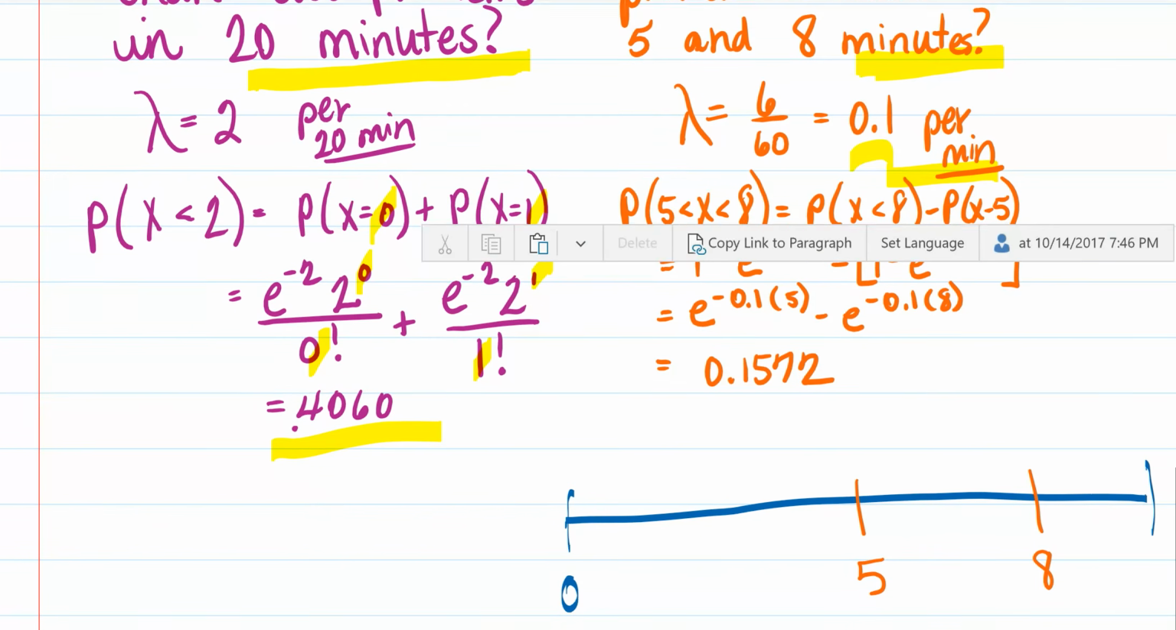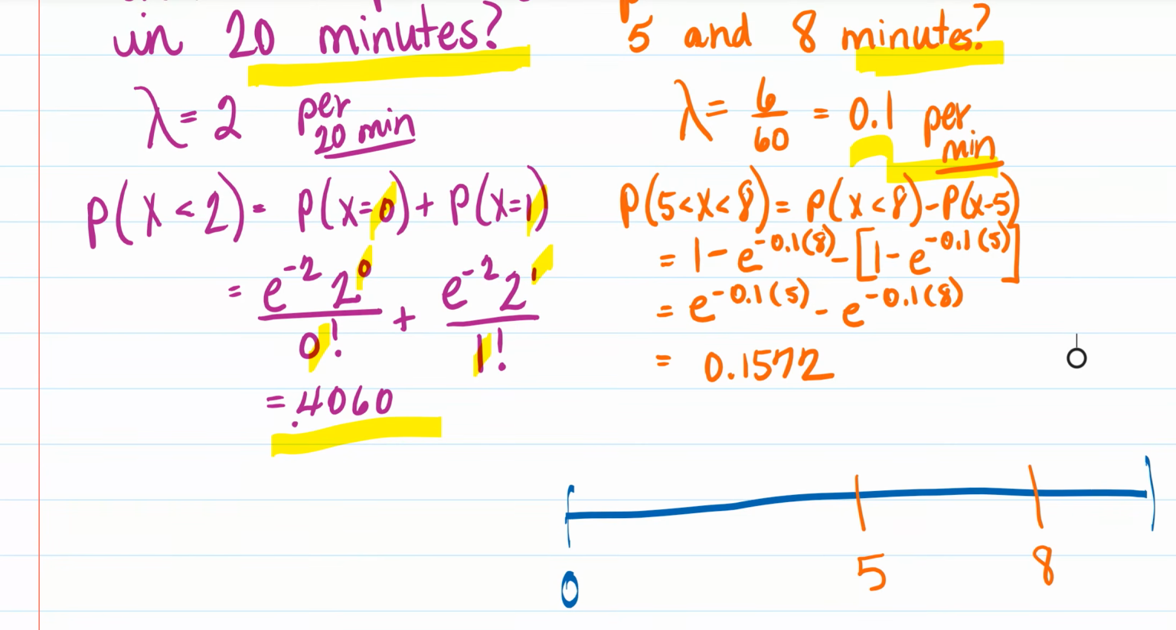So to solve this problem, we want to find the probability that x is greater than 5 and less than 8. To do this, we just want to find the probability that x is less than 8 minus the probability that x is less than 5. Let's take a closer look at that. When we solve this part, we're finding the probability that x falls somewhere here. When we solve this part, we're finding the probability that x falls somewhere here. When we subtract this segment, we're left with only this segment, which is what we're interested in.